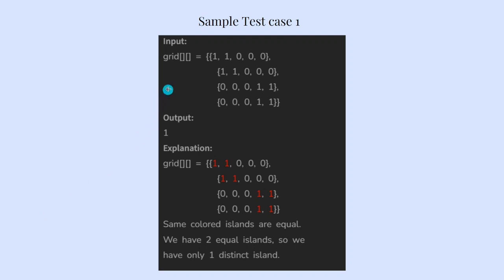For the sample test cases, let us consider this grid. In this grid, the values are 1 1 0 0 0, 1 1 0 0 0, 0 0 0 1 1, 0 0 0 1 1. So here there are two islands, that is the first four ones, and the last four cells, that is 1 1 1 1. Here both the islands are looking similar without even rotating or reflections. So these both islands are considered to be a single island and the output will be 1.